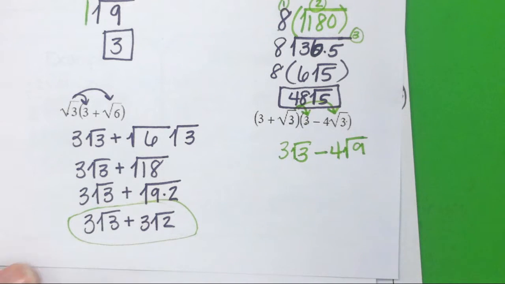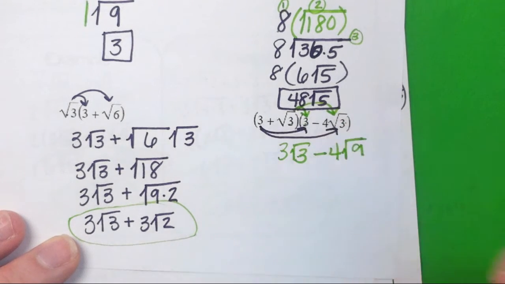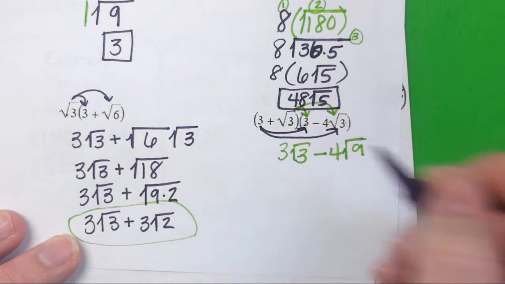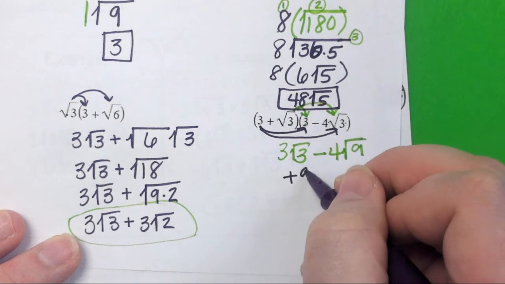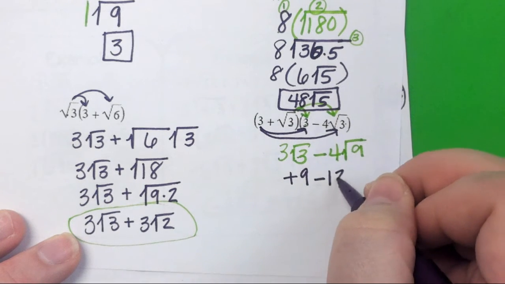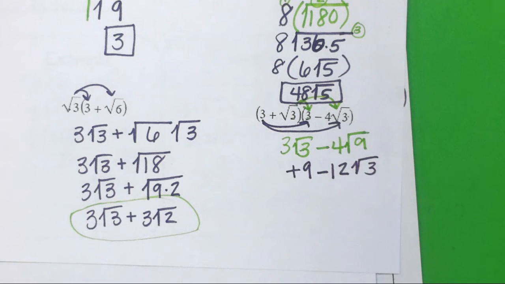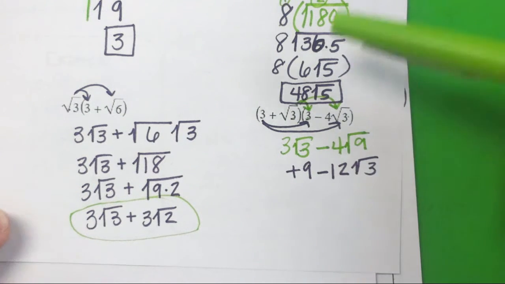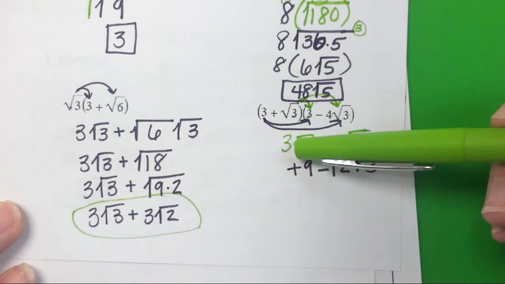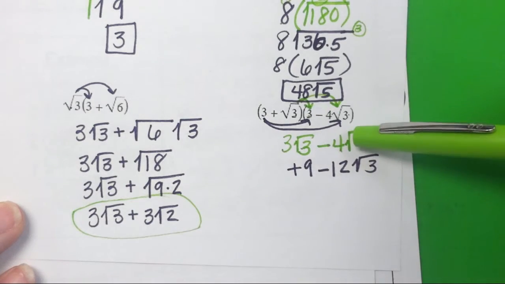There's more parts. I need to distribute the 3 to both people. 3 times 3 is 9. I'm running out of room, so plus 9. And then 3 times negative 4 is negative 12 square roots of 3. So I wrote in 2 colors to show you that 3 times square roots of 3 was 3 square roots of 3. This times that was negative 4 square roots of 9.